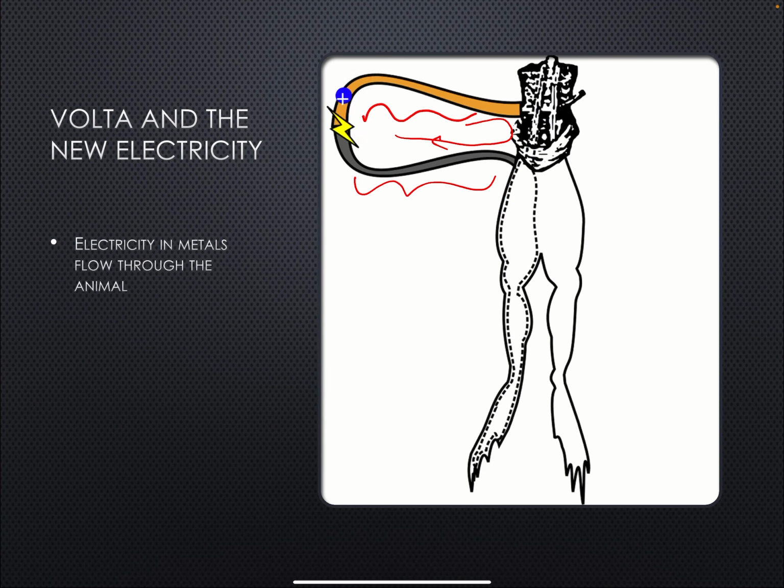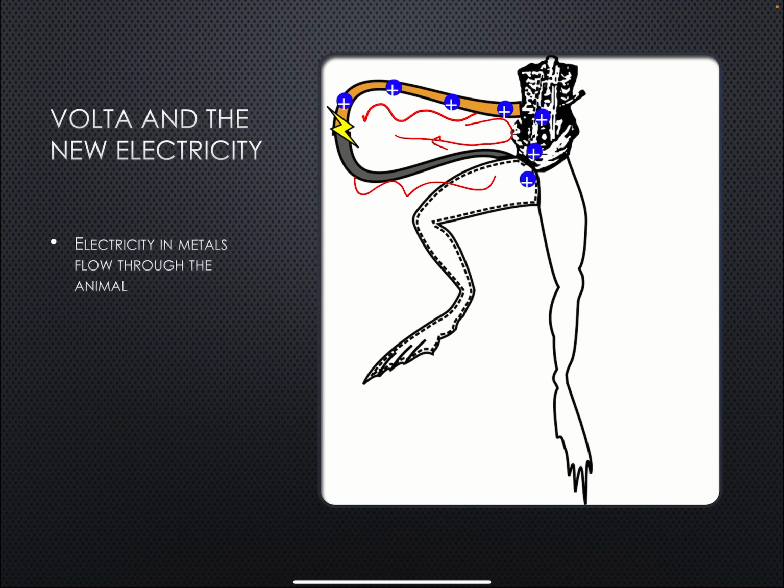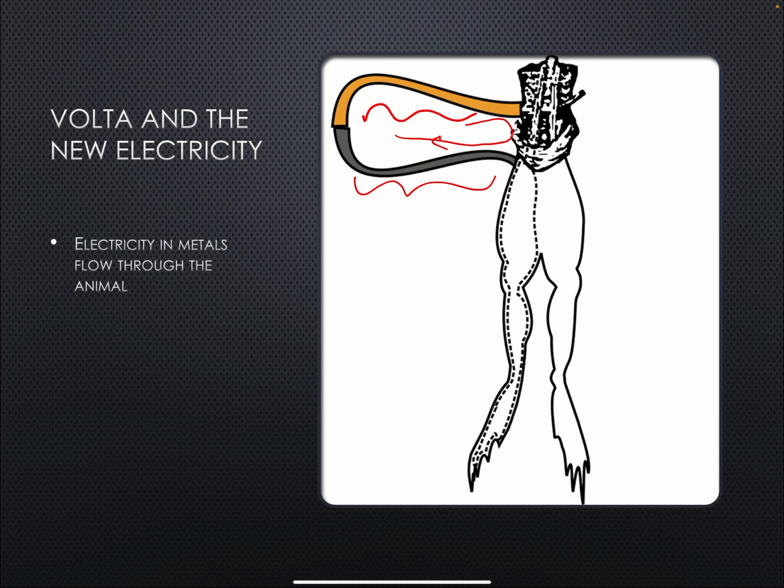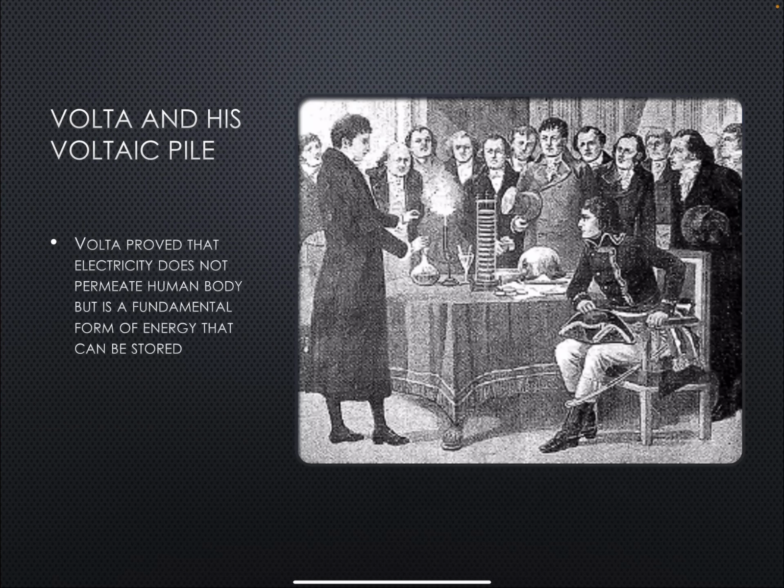And that is why the animal was twitching. Not because it had electricity of its own, but because charge was flowing through it from the metals. Now eventually Volta did not stop there. He understood what he was talking about, so he actually built one of the earliest forms of batteries, which was called the voltaic pile. So by now we understood what electricity was.